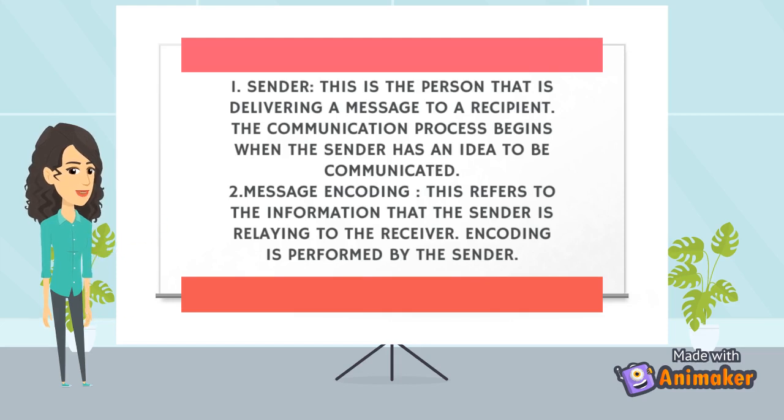The communication process begins from the sender. The sender is the person who is delivering a message to a recipient. The communication process begins when the sender has an idea to be communicated. The second is message encoding. This refers to the information that the sender is relaying to the receiver. Encoding is performed by the sender.